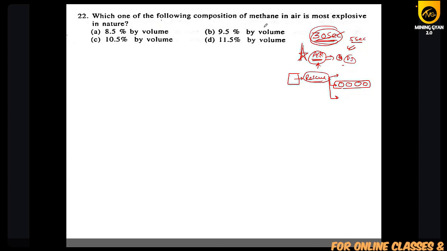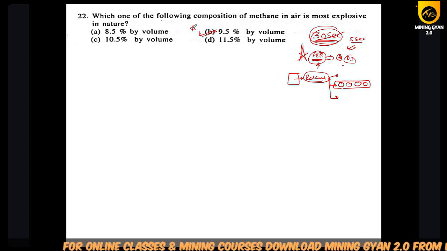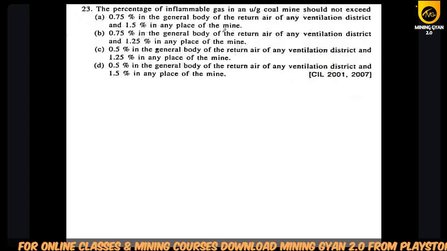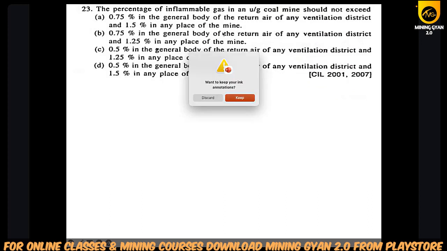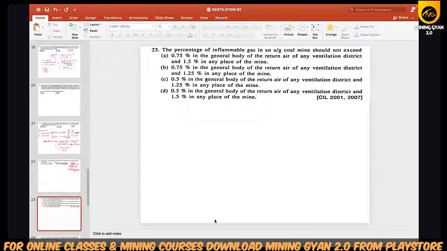Okay, which of the following compositions of methane in the air is most explosive in nature? So for most explosive, you should remember this formula. This is 9.5% by volume. Give your answer for 23. This question we have discussed, and you have 30 seconds to give your answer for 23.